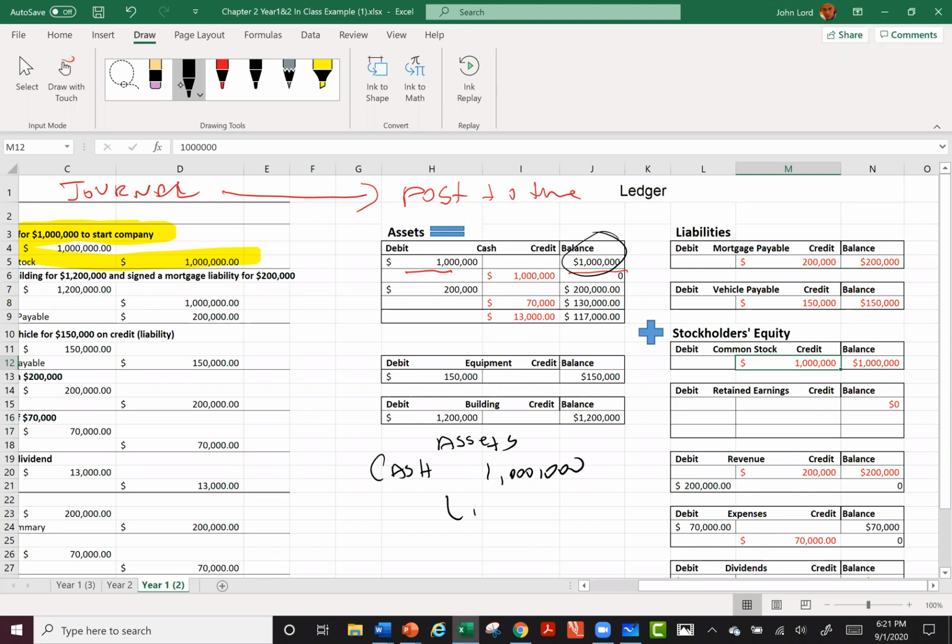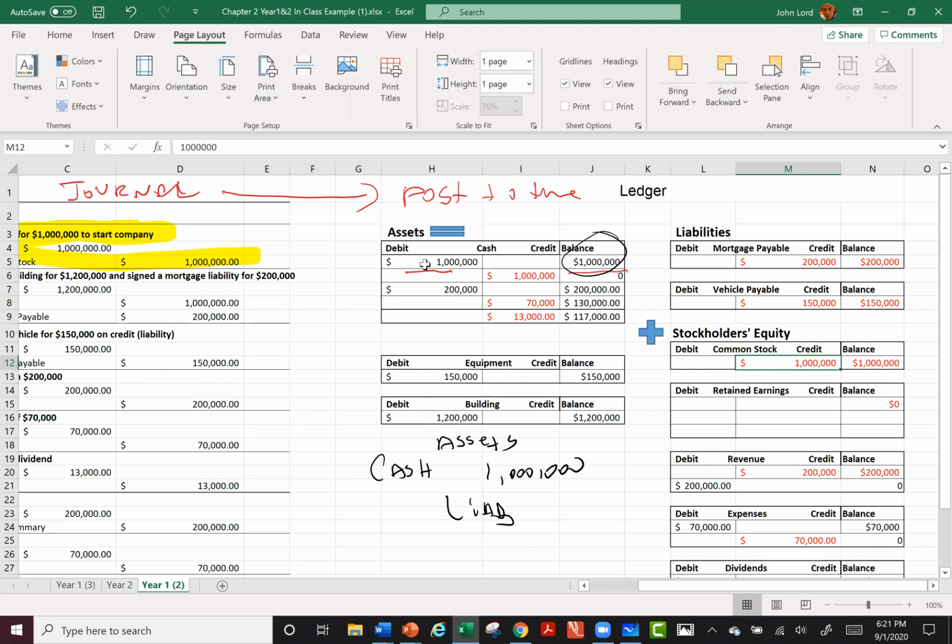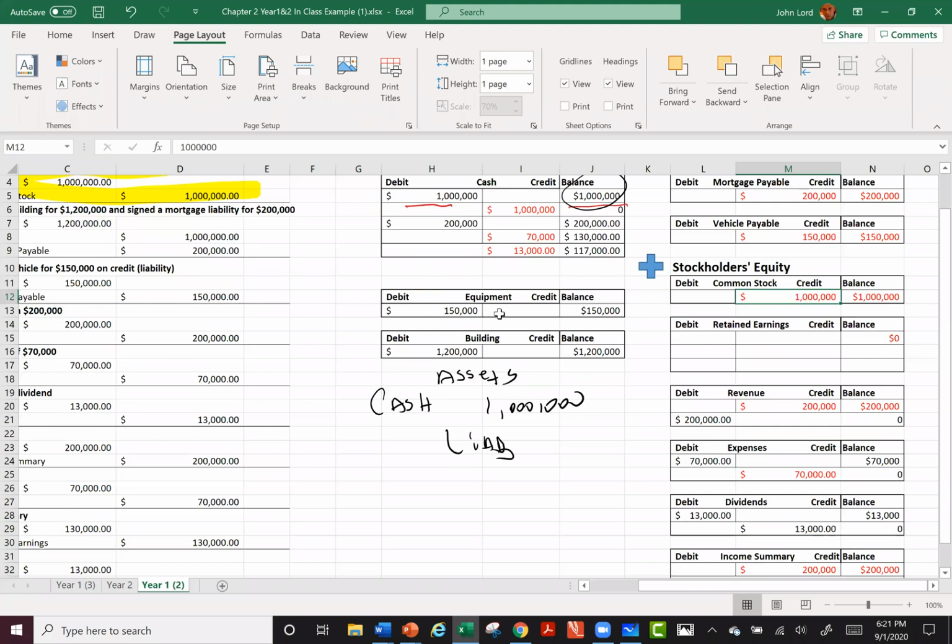My liabilities at this point, theoretically, I've only made this one transaction. So my liabilities are what? Zero. My stockholders' equity, and presumably at this point I've only done the one transaction, I have what? Common stock. My common stock is $1 million.